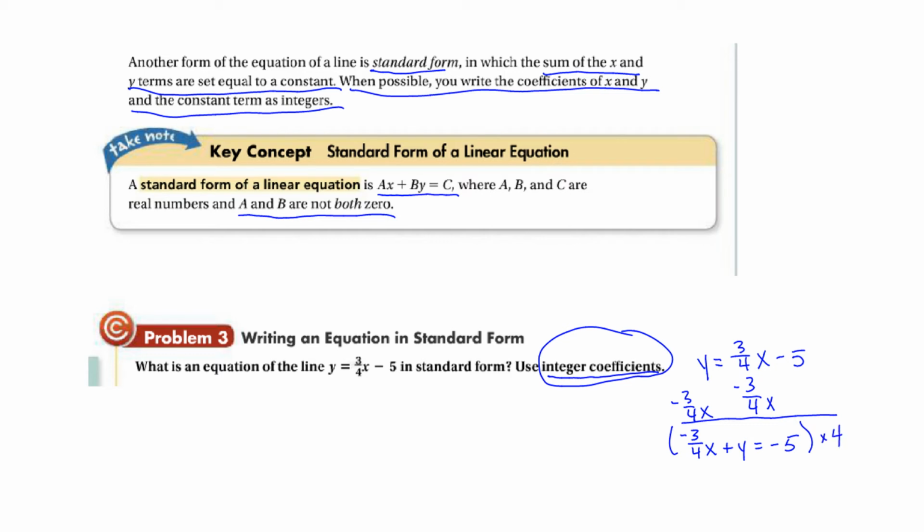4 times negative 3/4 x would be negative 3x. 4 times y is 4y. And 4 times negative 5 is negative 20. So then I would have an equation in standard form. X and y are on the same side, with a and b and c all being real numbers and a and b not both being 0.